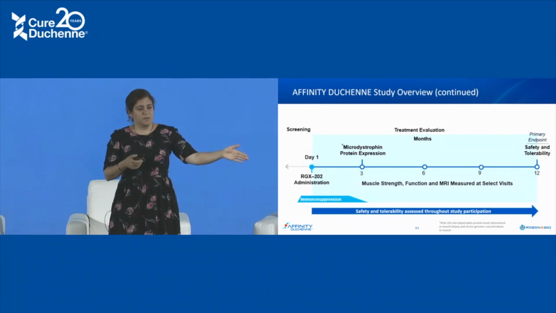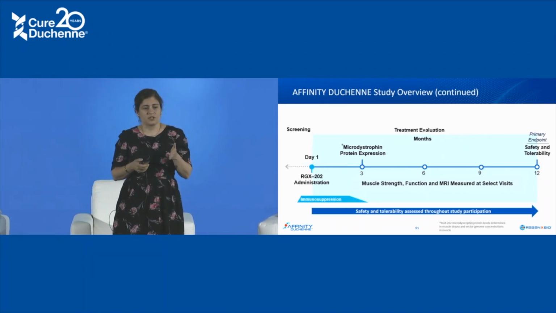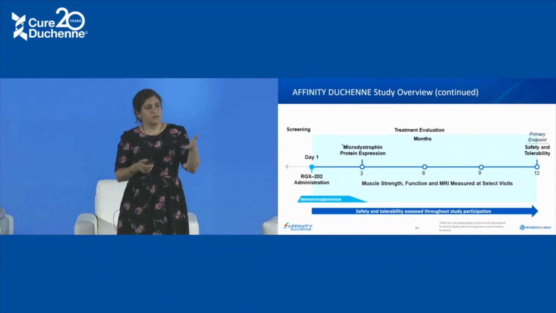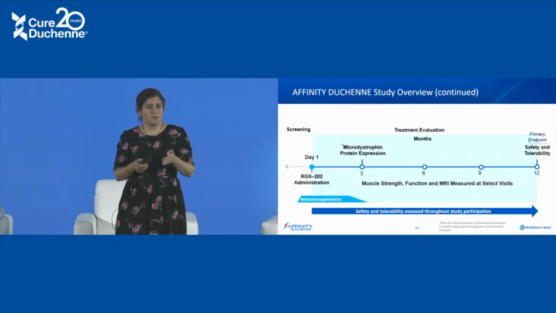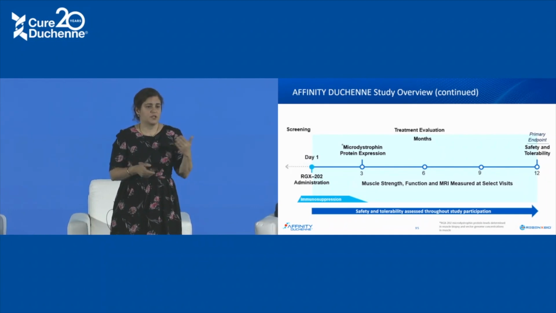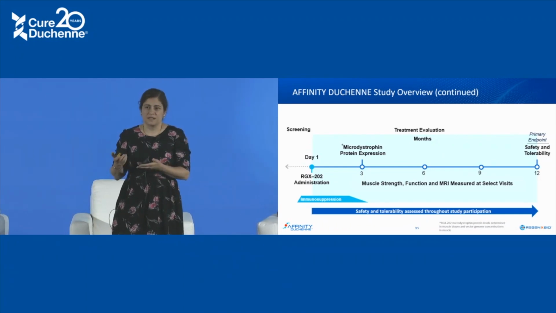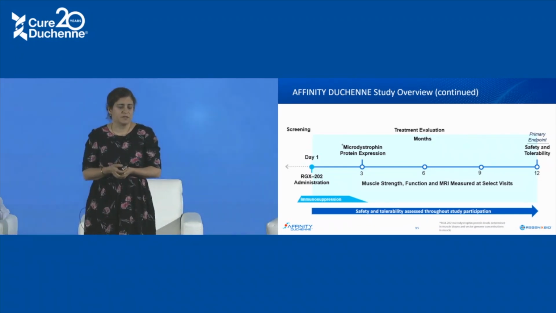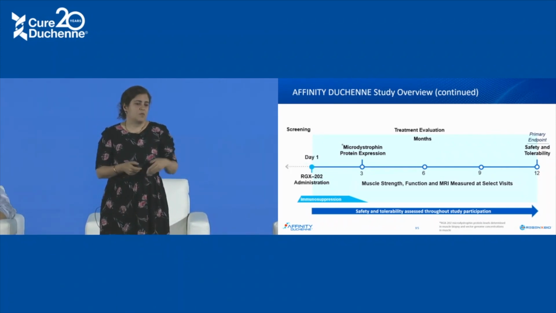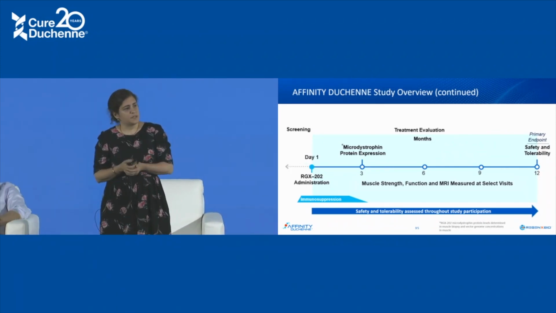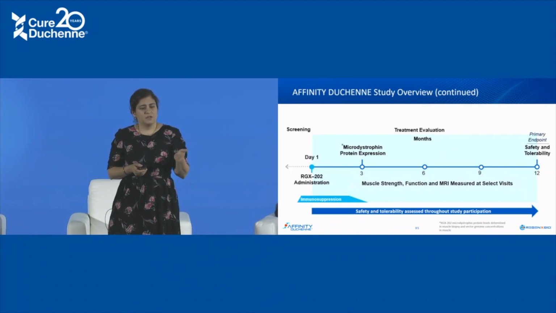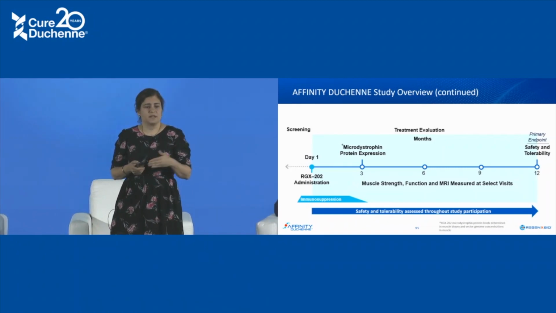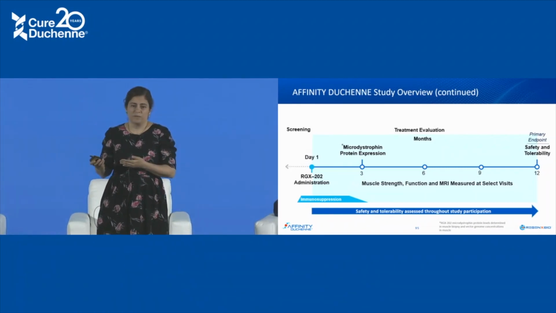So we have a screening period that comes in right before day 1 where we give RGX-202. What also happens during the screening period is we do start an immunosuppression regimen, which includes some medications to kind of help prevent some of the immune responses that can sometimes be adverse events in clinical trials for gene therapy. And then what we're going to do is do a follow-up muscle biopsy at around 3 months and continue to check muscle strength, function, and MRI studies at selected visits over the course of 12 months.